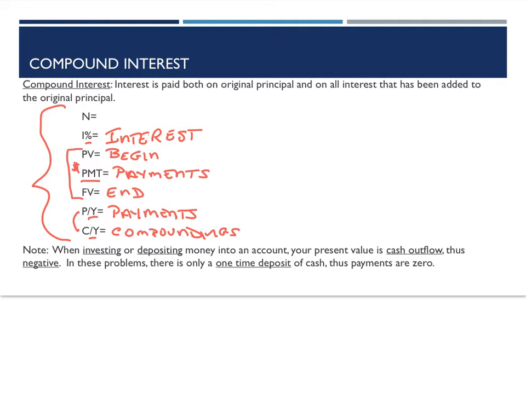Now I skipped the N at the top. N is the total number of compoundings in the entire problem. So N is going to be the number of years that a problem goes on times whatever your CY and PY were. So N is always going to be figured out by doing a multiplication: how many years the problem lasts times whatever you put down there for your CY.